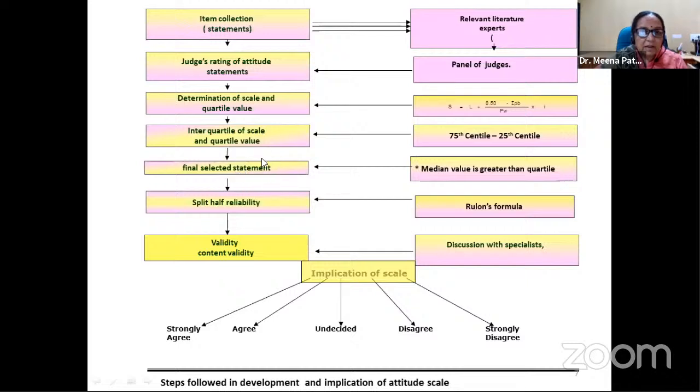Then, whether your scale has reliability or not, here we have used split-half reliability: your statements will be divided into two halves, odd and even, and with the help of the Rulon formula it will be calculated. And then finally, the content validity of the scale, that is, discussion with specialists or experts whether the scale is valid or not. Finally, all the statements are administered on the basis of a scale in 5 continuum: strongly agree, agree, undecided, disagree, and strongly disagree. This is given by Likert. So this scale is a combination of Thurstone and Likert.